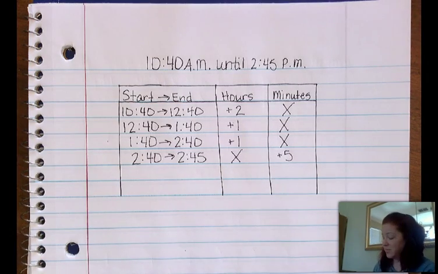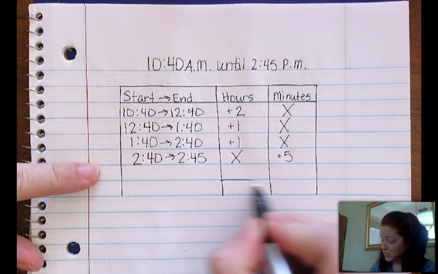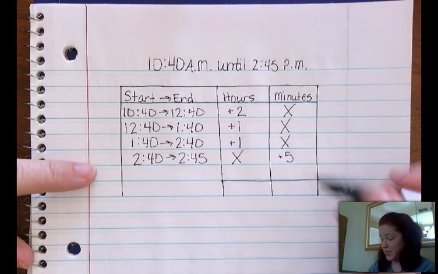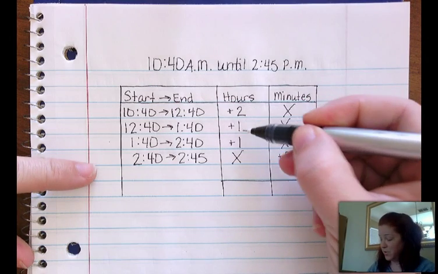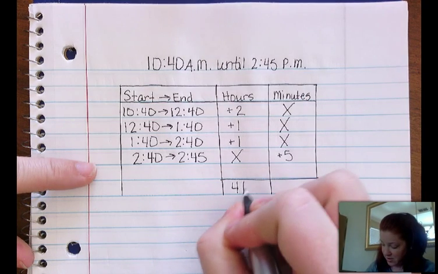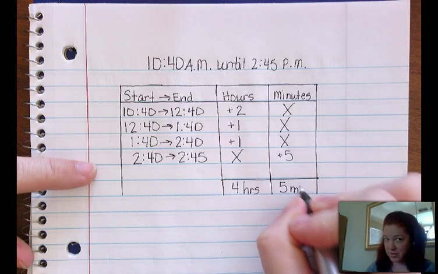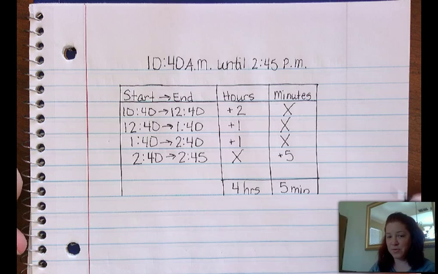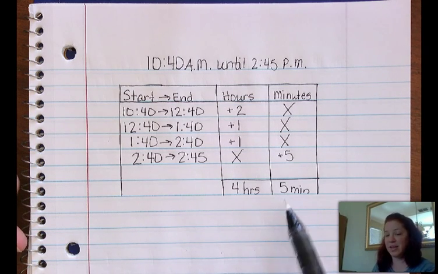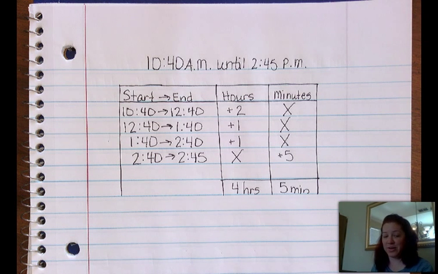The great thing about this method is everything is nicely lined up for you, so that you can just put a line in here and add everything up. So we have 2 plus 1 plus 1, 2, 3, 4. That's 4 hours here in this column and 5 minutes here in this column. So our total added up for the time that he was at the pool was 4 hours and 5 minutes. Having done this problem before, you guys should know that that was our answer before.